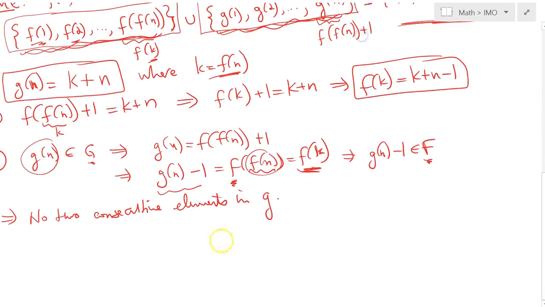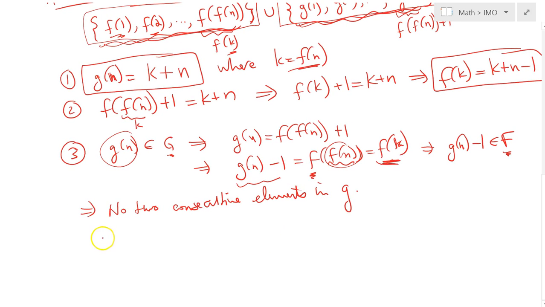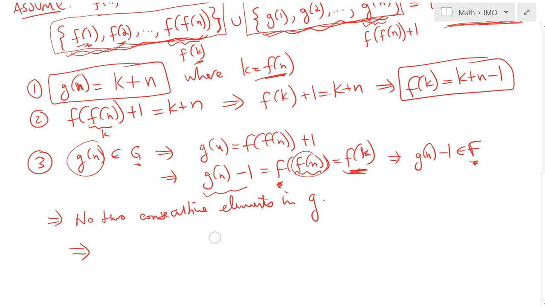But that's perfect because this gives me my next result, the third result that I was mentioning. So therefore, if you have the number g of n, which we defined as k plus n, we know that the previous number is f of k. So the next guy in the set f, capital F, will be f of k plus 1, and it is simply equal to this guy plus 1, k plus n plus 1.